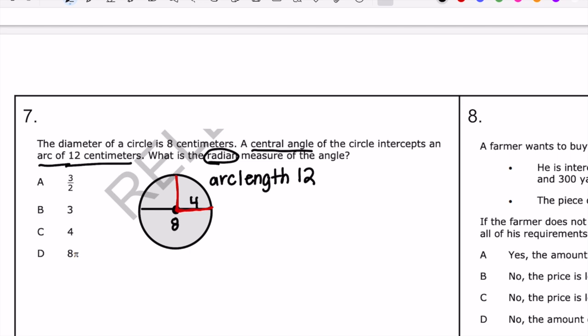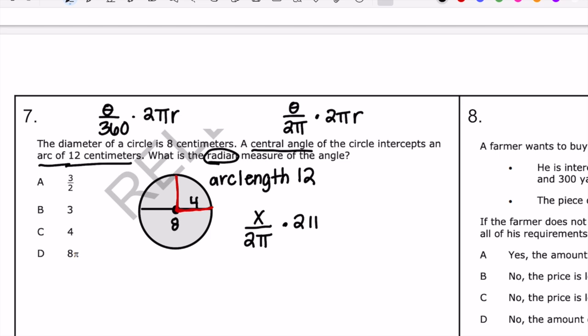Because remember, there were two different formulas. Theta over 360 times 2 pi r, because we're talking about arc length now. Or we could do theta over 2 pi times 2 pi r for the arc length, and use the radian formula. So I'm going to say that we are looking for theta. We'll call theta x, because that's going to be my angle measurement, over 2 pi, times 2 pi times the radius, which is 4, equals my arc length, which is 12.